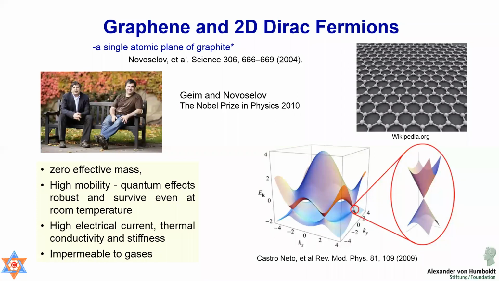Okay, let me continue again. So in addition to that, what property does it have? High electrical current, thermal conductivity and stiffness. In addition, it is impermeable to gases. So they are even impermeable to gases. That's why they are very, very applicable for technological applications, technological devices, sorry.